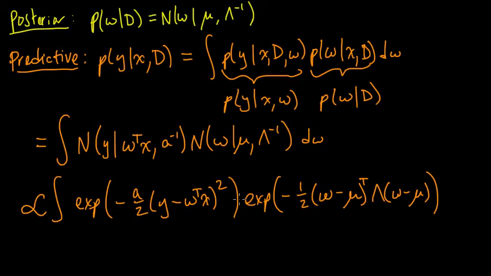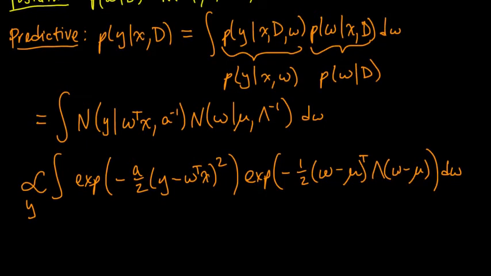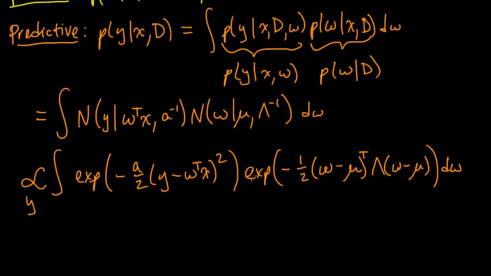And the constants drop out because they don't depend on W. This is proportional, oh, not W, this is proportional with respect to y. The constants do not depend on W, right? This one just involves a, and this one just involves lambda. They don't depend on W or y, so they drop out. We had to make sure they didn't depend on W because we're integrating over W.